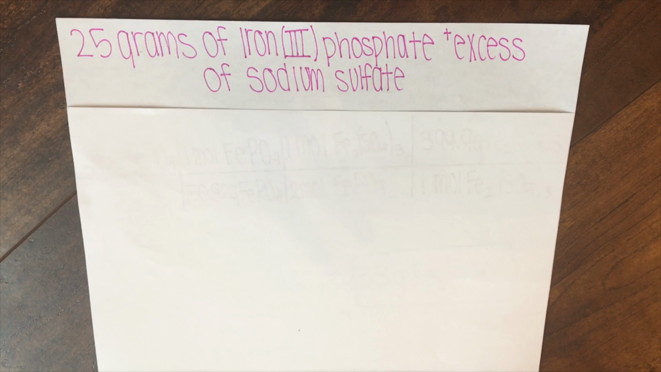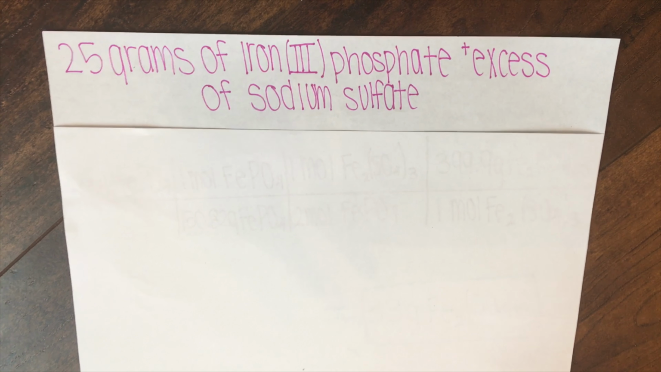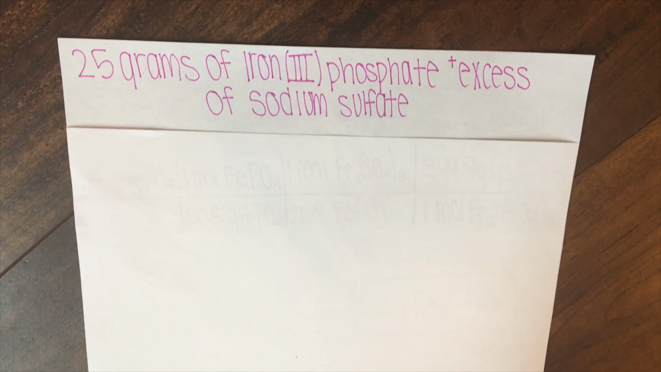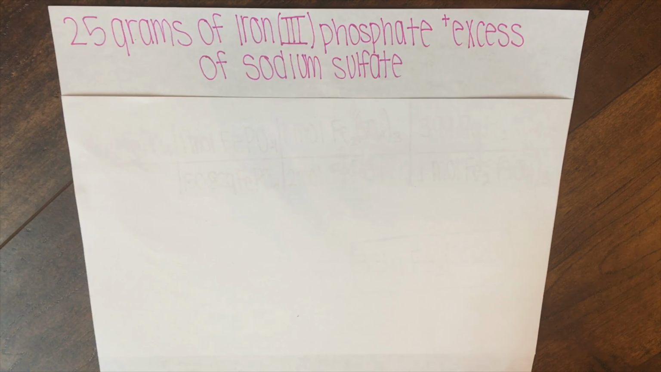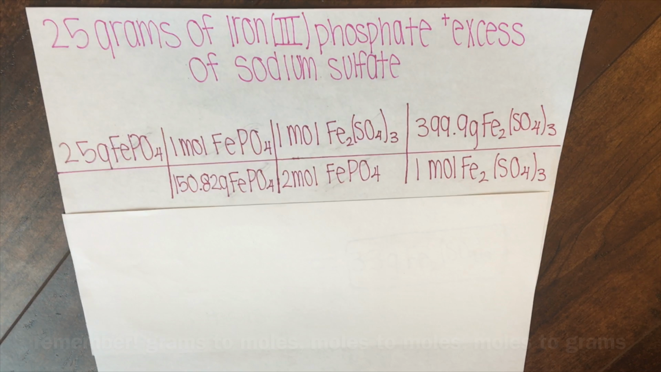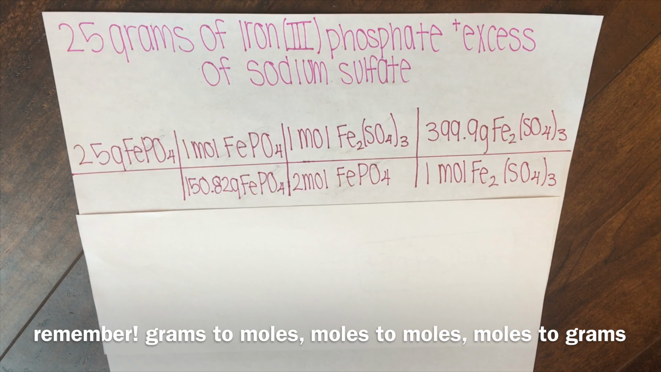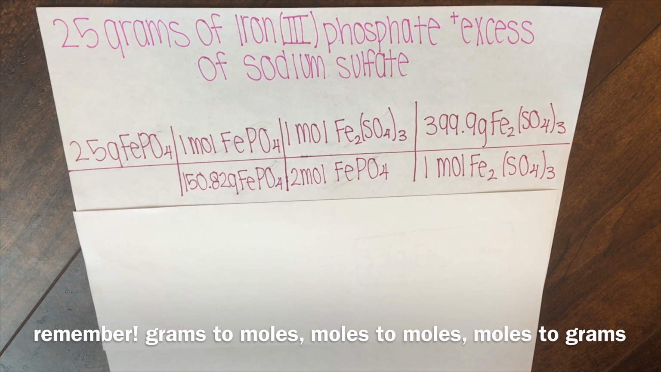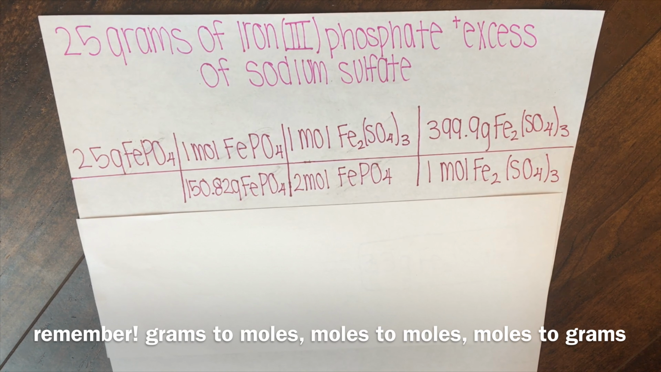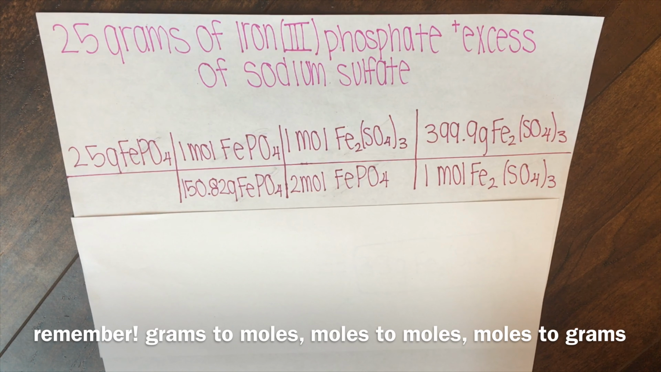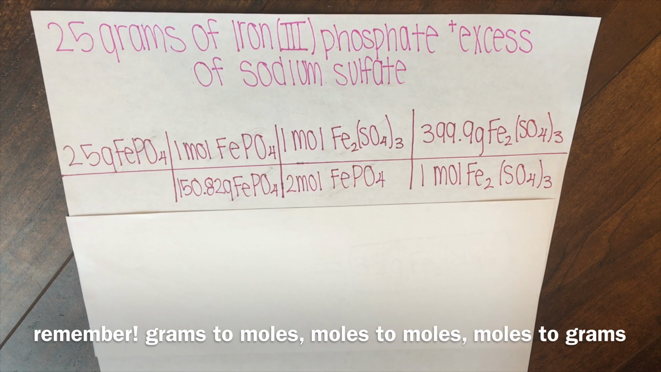A student is asked to perform the reaction with 25 grams of iron 3 phosphate and an excess of sodium sulfate. How many grams of iron 3 sulfate should be produced? You will need to use the mole highway to set up and solve the equation. First, you'll put 25 grams of iron phosphate and divide it by the molar mass of iron phosphate, which is 150.82 grams. You all know that 1 molar mass equals 1 mole of iron phosphate.